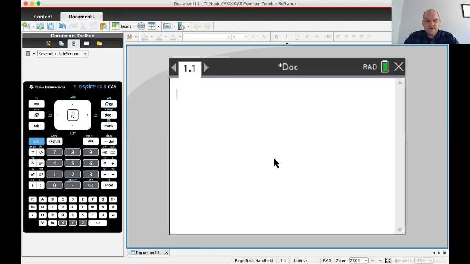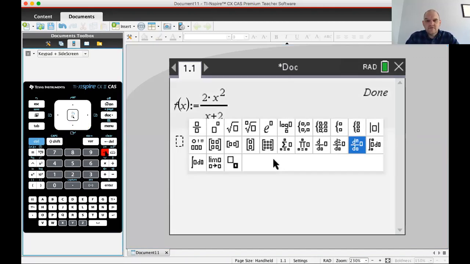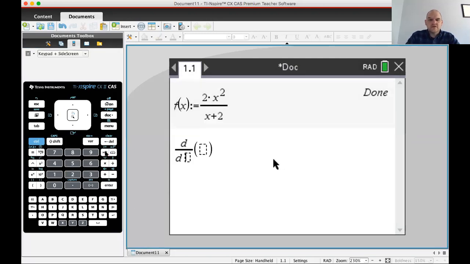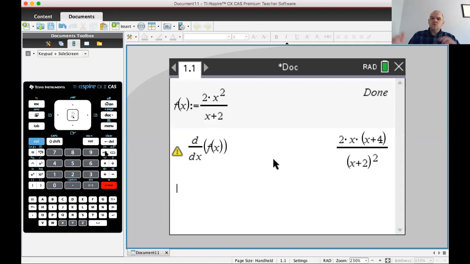So calculator, I'm going to define f of x to be 2x squared over x plus 2. All right, let's find the derivative of this. So derivative with respect to x of f of x. Ooh, what the heck? Let me go back and see if I can fix this.